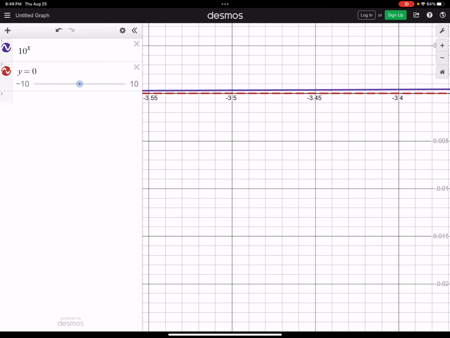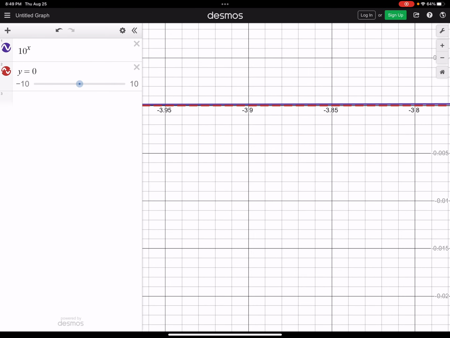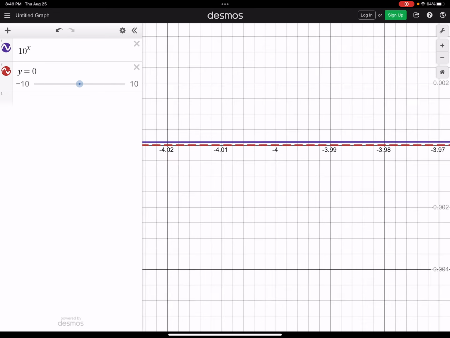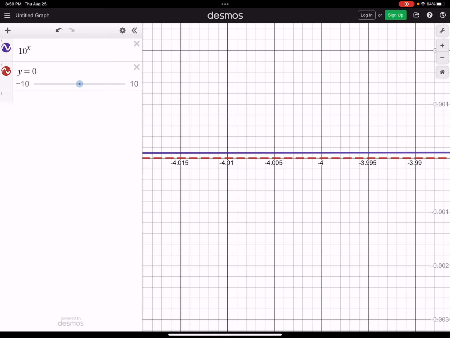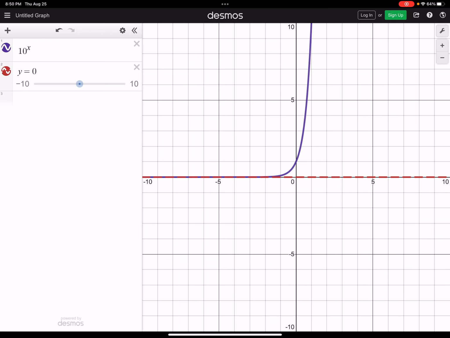I am getting real darn close to that. It almost looks like I'm touching it, but if I zoom in even closer, hey, look at that. The distance between that line and the curve, right? The asymptote is the line, the curve is the graph. It keeps decreasing, right? The distance between them is decreasing. And that's actually, I think, the more formal definition of an asymptote.